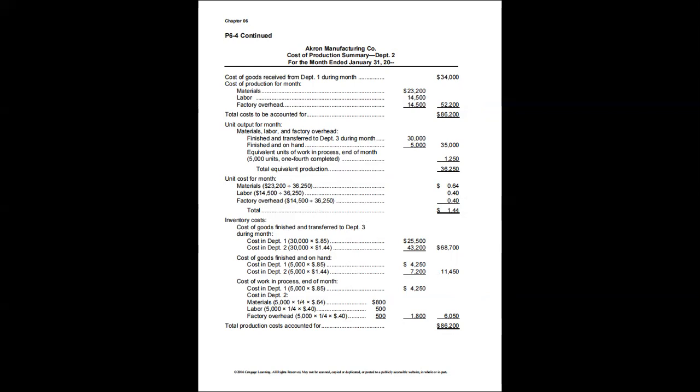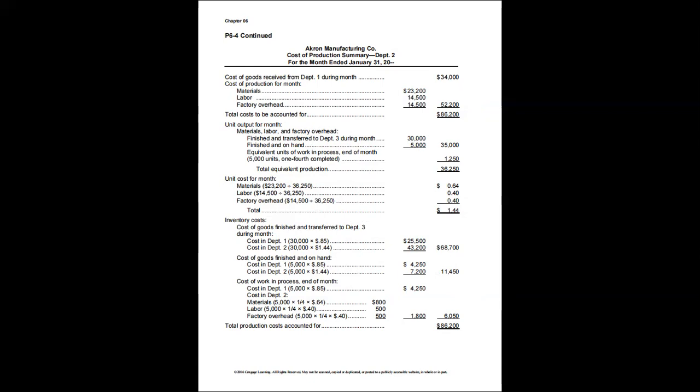So in Department 2, we have now your unit output for the month, finished and transferred to Department 3, 30,000, finished and on hand for 5,000, and we have the work in process at the end of the month, 5,000 units. So we have one fourth completed, so you get 1,250. That's in Department 2, the total equivalent production.